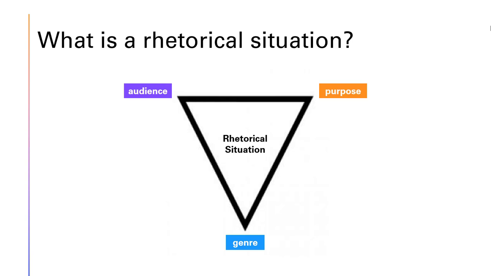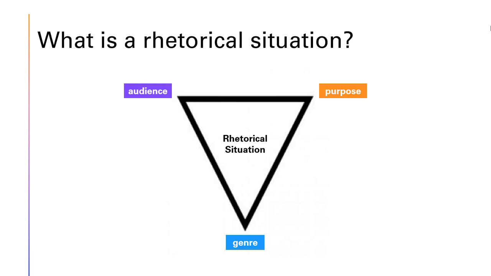Audience is, of course, the intended group of people that a particular text or conversation is created for. The purpose of any particular text is just the author's reason for writing. What are they trying to communicate with this content? And finally, genre can be a little bit more complicated to understand.